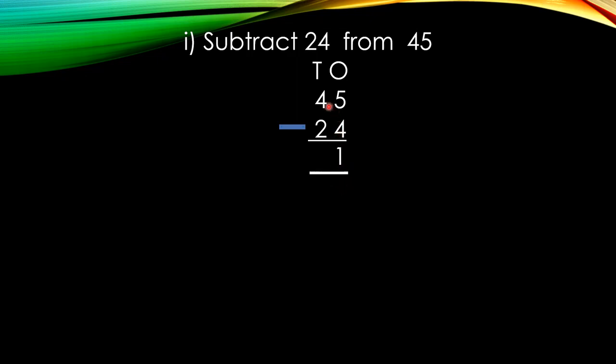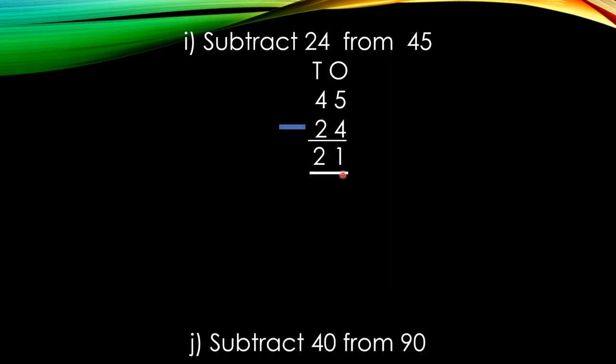Now keep 4 in your mind and open your 2 fingers. Now we have to do backward counting. Before 4, that is 3 and 2. So we will write 2 here. So our answer is 21.